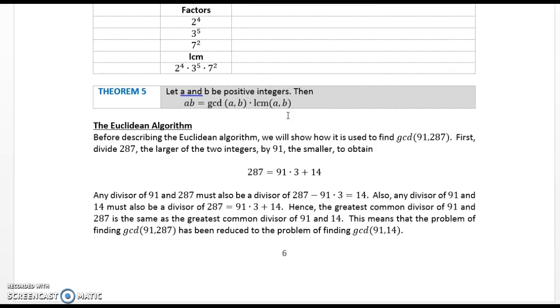Theorem 5, let a and b be positive integers, then the product of a and b is equal to the greatest common divisor of a comma b times the least common multiple of a comma b. So we're going to continue this lecture with the discussion of the Euclidean algorithm, but we're going to stop here.